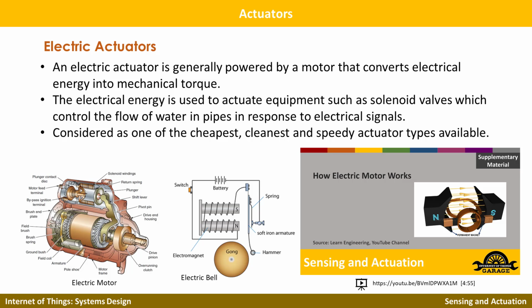actuation. So electric actuation is considered the cheapest, cleanest, and speediest type of actuator. You can start very quickly. There are very small motors to very big motors. They are easy to integrate into any electronic system. So you will see a lot of motors or electric actuators within IoT systems. To understand how the electric motors work better, please go and watch this video now.